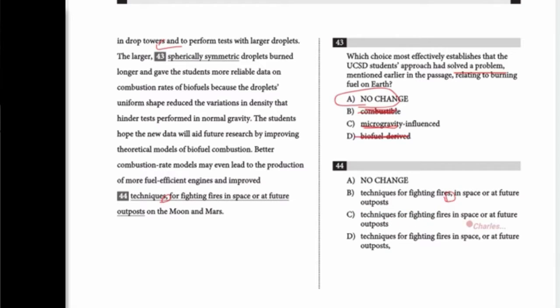Techniques for fighting fires in space or at future outposts. So all these prepositions are essential and don't take commas. Techniques for fighting fires in space. Again, no comma before the or. So techniques for fighting fires in space or at future outposts on the moon. No need for commas anywhere in that, I think. 44C is the correct answer. Okay.